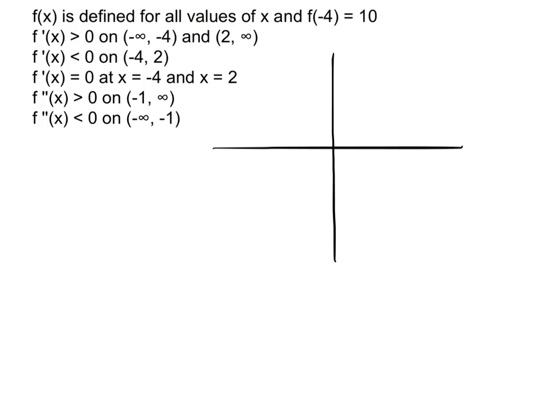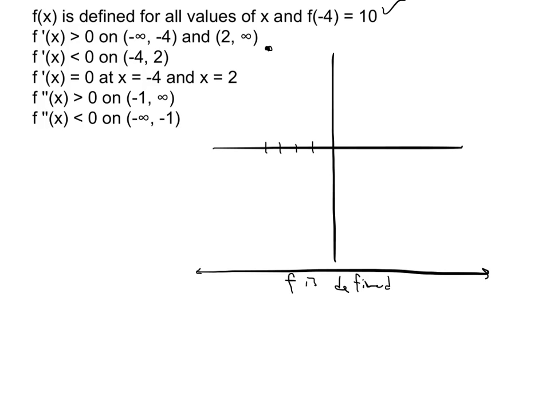So the first thing here says that f is defined for all values of x and f of negative 4 equals 10. So what that means to me is that, at negative 4, we've got a point way up here at 10. So that was sort of my first piece of information. And in terms of it being defined, you could even draw a little line down here that sort of says for all values, f is defined. And what does that mean? That means there's not going to be holes, there's not going to be any asymptotes, no problems like that, right? So f is defined everywhere, right?